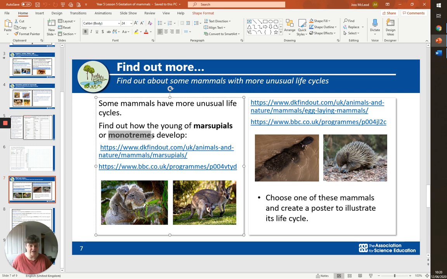Monotremes, interesting one. You probably don't know what those are, and that's fine. So you could investigate that. This is the most incredible creature. We'll talk about him in year 6 because he's so interesting.